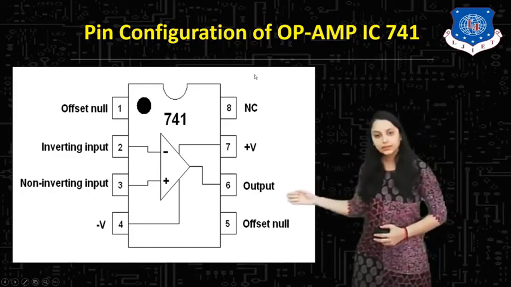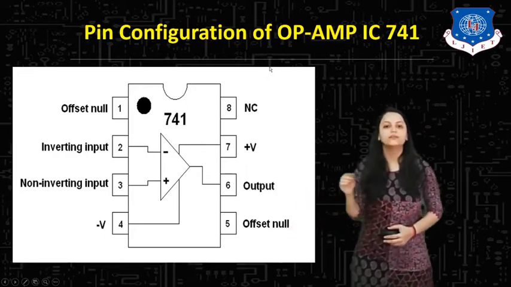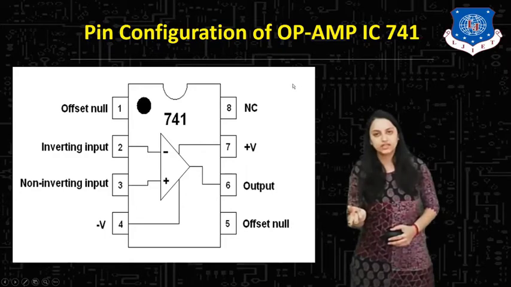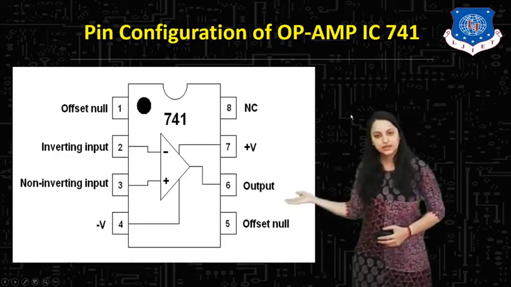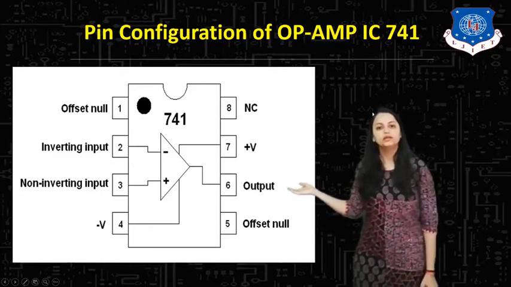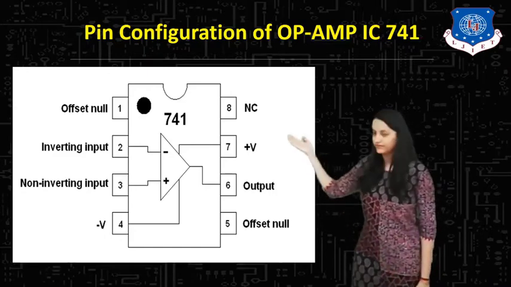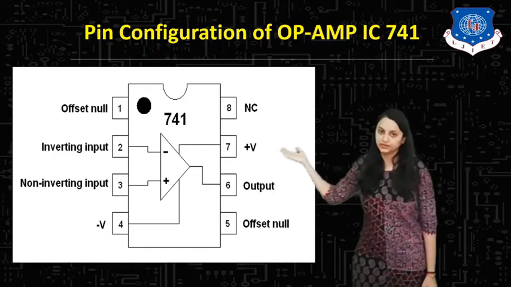Then here pin number 5 is of offset null. So pin number 5 is for offset null, similar to that of 1, but 1 is for positive and the second one is for the negative. That means positive offset null and negative offset null. Then pin number 6. Pin number 6 is for output. That means we are getting the output from this terminal. Okay. Next is pin number 7. Pin number 7 is for positive supply voltage, that is +V.